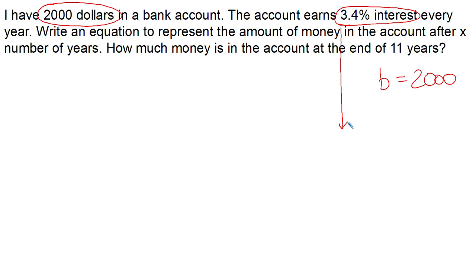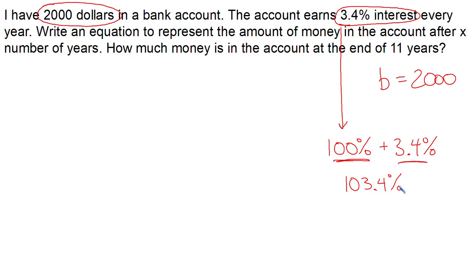So in order to find our common ratio between how much we have each year, we need to take 100% of what we have and add to that the 3.4%. Because we don't lose the money that we start with. We keep that 100% that we started with, and then we add 3.4. So 100 plus 3.4 would be 103.4%.